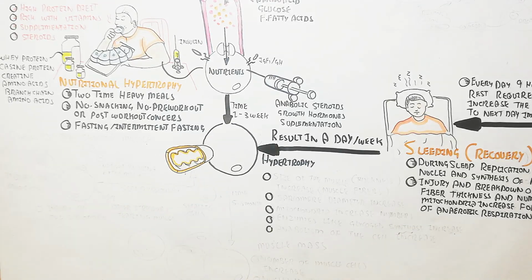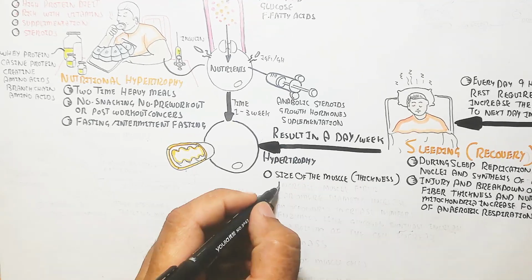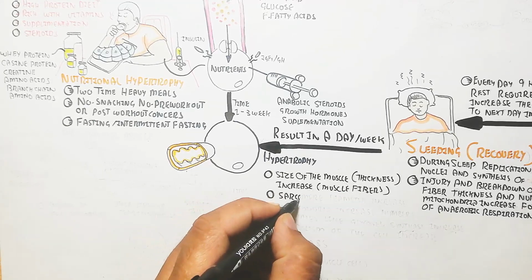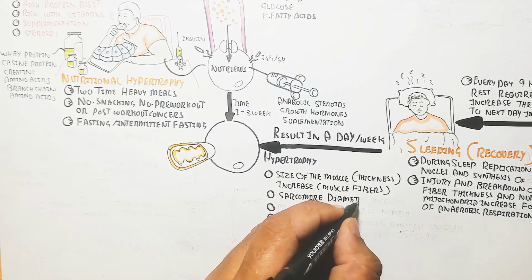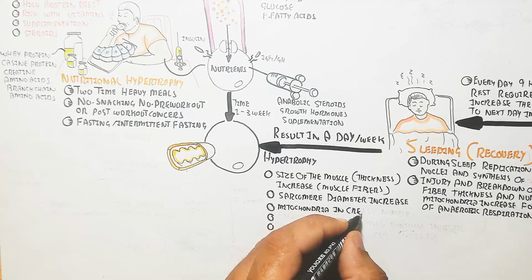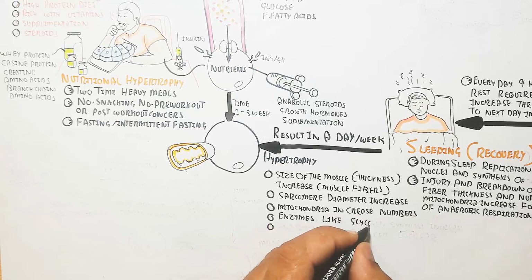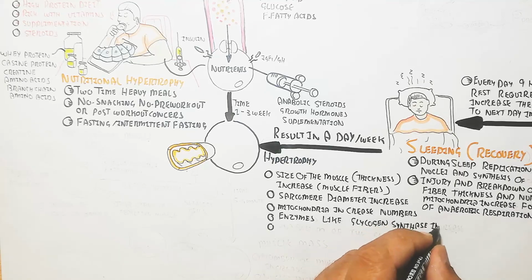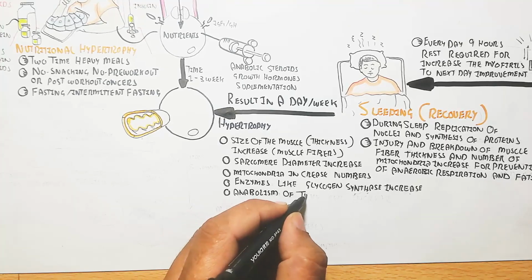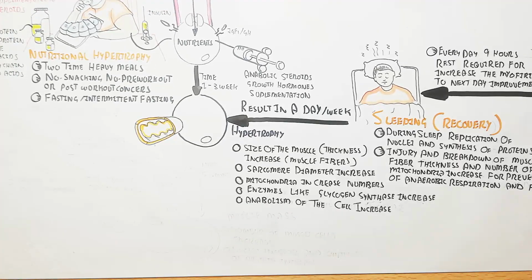Hypertrophy means the size of the muscle, the thickness, increases: muscle fibers increase, sarcomere diameter increases, even the number of sarcomeres increases. Mitochondria number increases, and enzymes like glycogen synthase increase. It means the anabolism of the cell increases because glycogenesis occurs. Increased glycogen leads to an increase in cell size, with deposition of glucose in the form of glycogen in the presence of insulin and IGF-1.